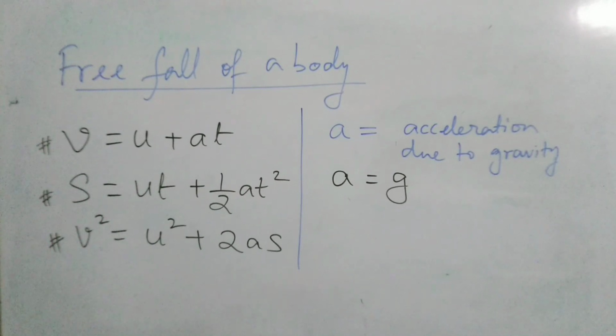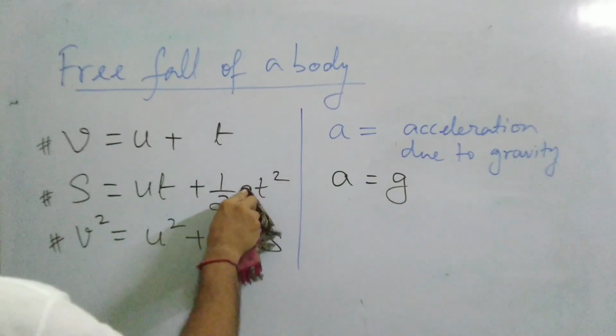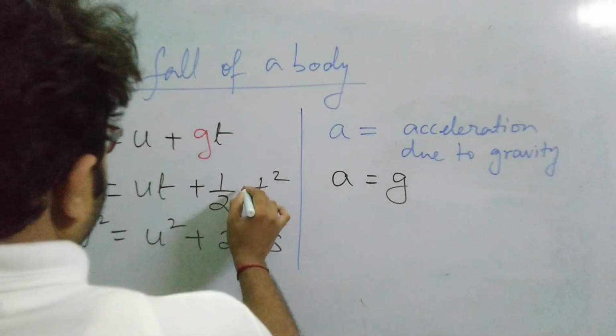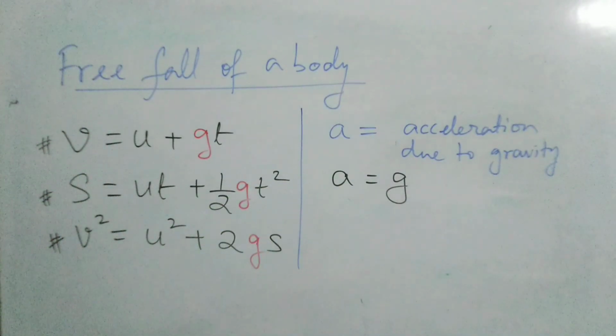Definitely, in these three equations, instead of writing a, we will now be writing g. So you can just modify these values here. Okay, modify these values here. So what will be the values that we will be substituting? Here is g, here is g, and again here is g. Okay, so this is how the equations of motion get modified.